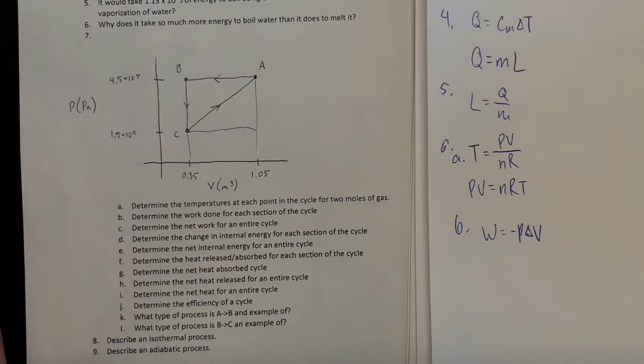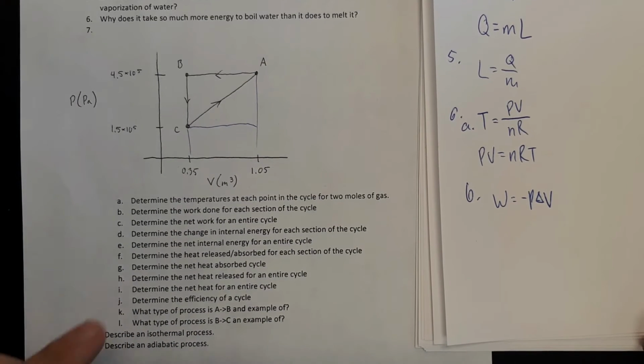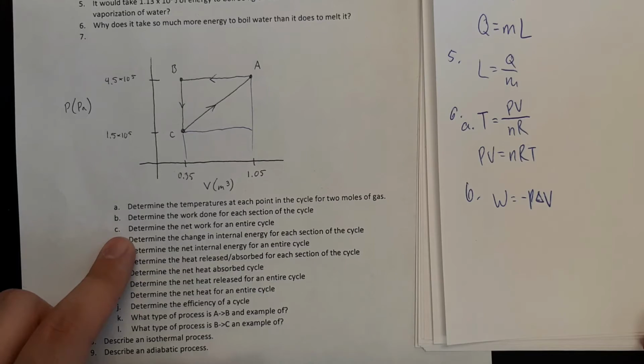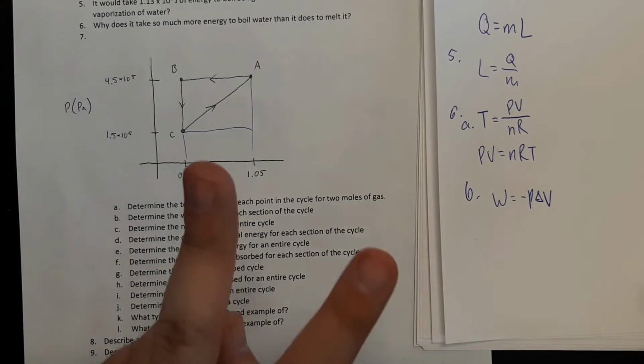If you've got a vertical line, no work was done. Next, determine the net work for an entire cycle. So there are 2 ways we can do this.